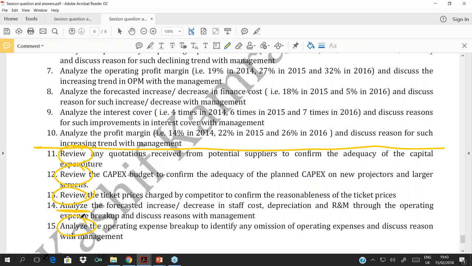Analyze means something different. Analyze means analyzing the ratios and comparisons. Recalculation means 2 multiplied by 2 is equal to 4. Recalculation means 10 divided by 5 is equal to 2. So recalculation is like a formula. Analyze means a ratio. Analyze means a trend. Analyze means a comparison.